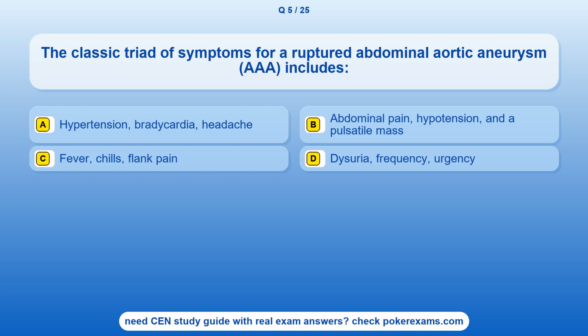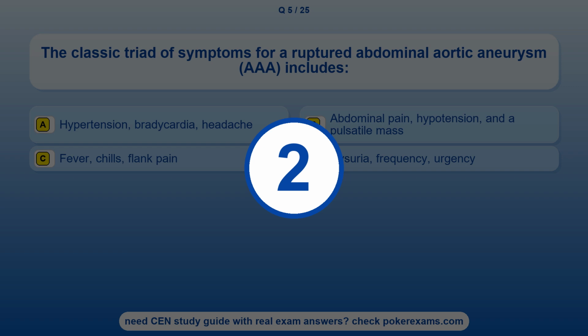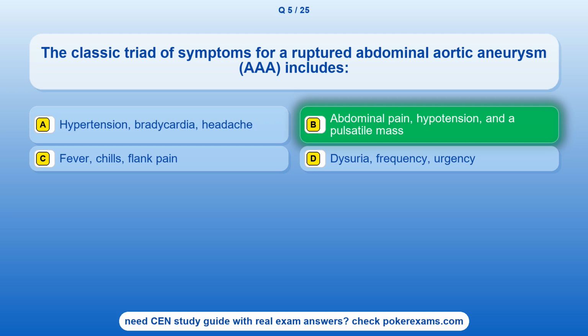Question 5. The classic triad of symptoms for a ruptured abdominal aortic aneurysm, AAA, includes: Option A, hypertension, bradycardia, headache. Option B, abdominal pain, hypotension, and a pulsatile mass. Option C, fever, chills, flank pain. Option D, dysuria, frequency, urgency. The correct answer is option B, abdominal pain, hypotension, and a pulsatile mass.